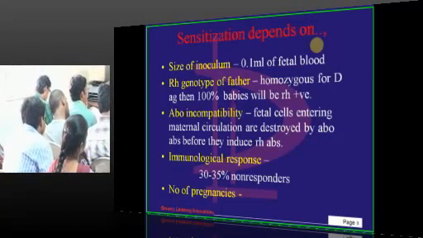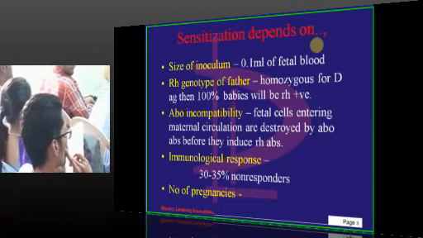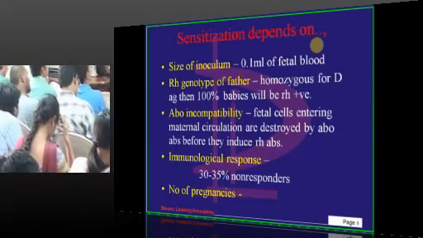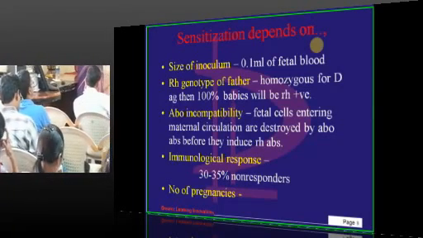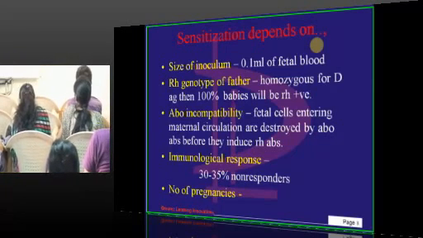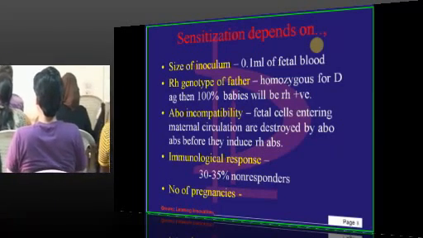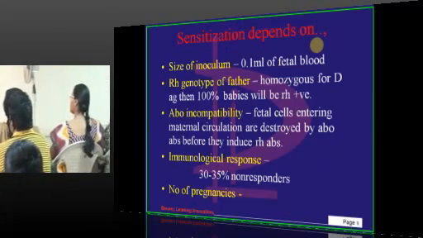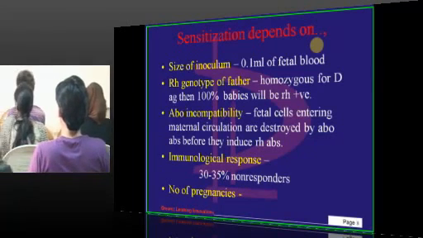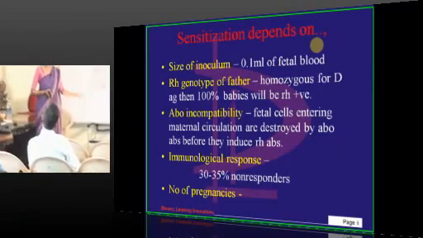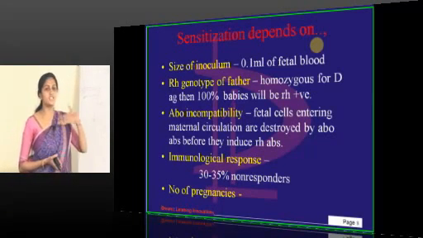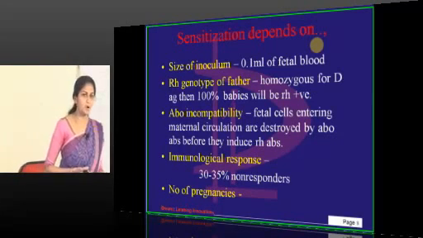Next, is the genotype of the father important or not? We know the father is positive or negative, and there are two types within D. If he is homozygous, capital D, two Ds, the chance of the baby being blood group positive is very high. If the father is heterozygous, capital D, small d, there can be chances, yes or no. So if the father is homozygous, there is more chance of the baby being Rh positive.